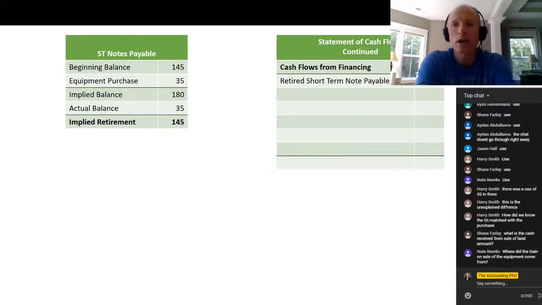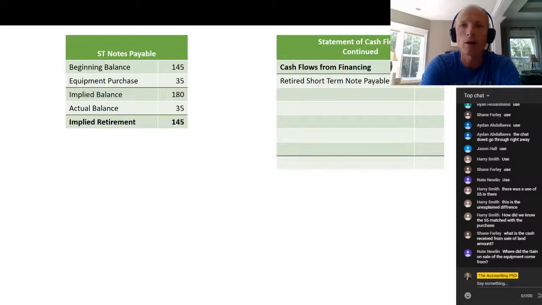And so when we talk about getting rid of that short-term note payable, or the payment on a short-term note payable, we're going to use the term retired. So retired short-term note payable. You must use the word retired. Again, I'm being a little more picky here, because now we're moving past some basic bookkeeping, and we're really trying to stretch those accounting muscles. And so I want you to use the right terms.